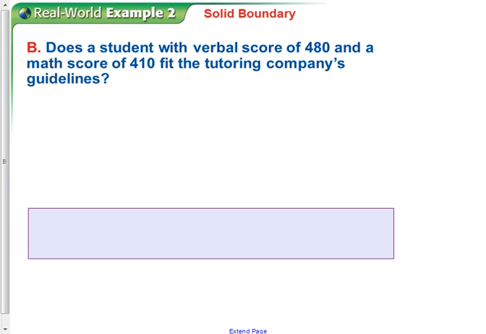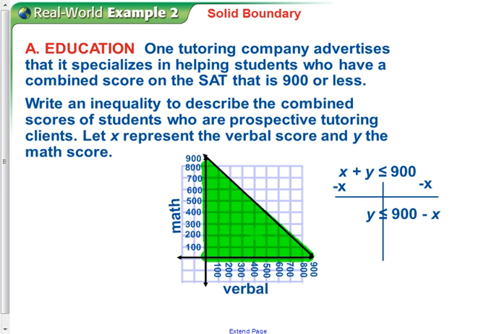So does a student with a verbal score of 480 and a math score of 410 fit the tutoring company's guidelines? So 480 for verbal, 410 for math. So we go back to our graph, and let's find that point. 480 for verbal and 410 is about right in there.